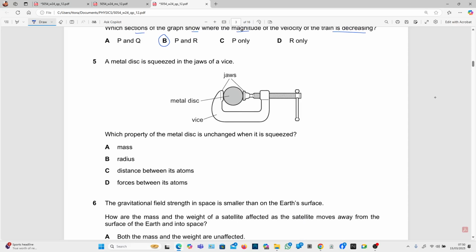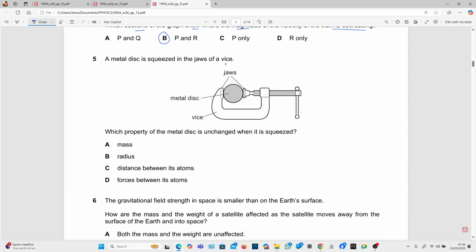Question number 5. A metal disc is squeezed in the jaws of a vise. Now we see the metal disc over here. Which property of the metal disc is unchanged when it is squeezed? Now we understand that the mass is going to remain unchanged because the mass is the amount of inertia in a body. You can squeeze it and the shape is going to change, but the mass remains unchanged. The radius is going to change, and the distance between the atoms is going to change. The forces between the atoms are going to change as well. So the answer should be A.